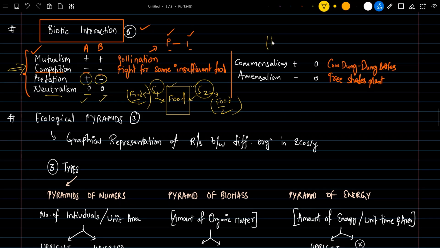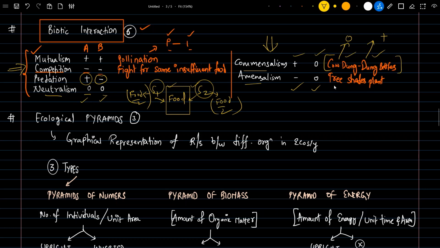The major confusion lies here: commensalism and amensalism. What does commensalism mean? One organism gets benefited and the other organism or species will be neutral. And in amensalism, one loses and the other is neutral. Let's say in commensalism, the cow dung and beetles example. Dung beetles will be taking shelter in cow dung. So cow dung here is zero, it is affecting nothing, but dung beetles are getting a positive because they are getting shelter.